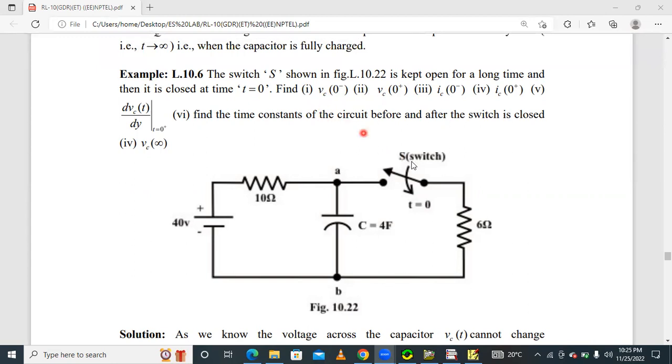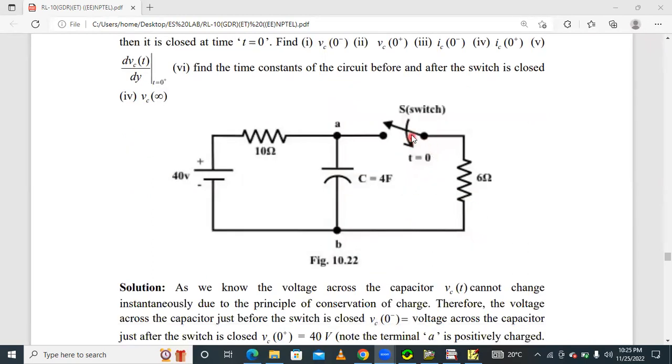So what is the voltage across the capacitor, VC of 0 minus? What is the meaning of the switch? At t equal to 0, the switch is closed. At t less than 0, the switch is open. At t equal to 0, the switch is moving in the downward direction. That means at t equal to 0 the switch is closed, and at t less than 0 the switch is in the open condition.